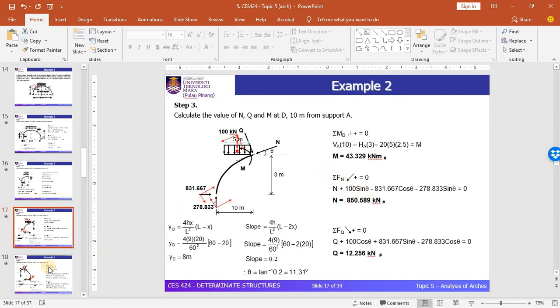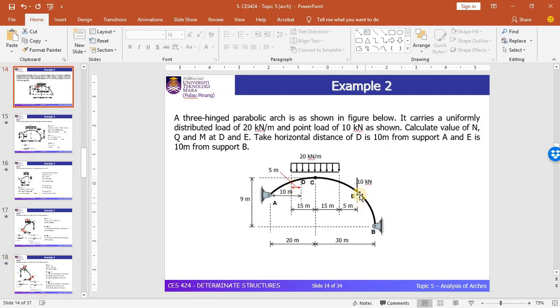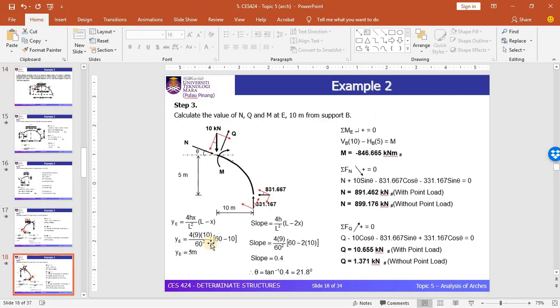Let's look at another point, which is point E. At point E we have a 10 kilonewton point load located 10 meter apart from support B. This is the free body diagram, and in it we have a point load, so you need to resolve the point load into components, parallel and perpendicular to N and Q.